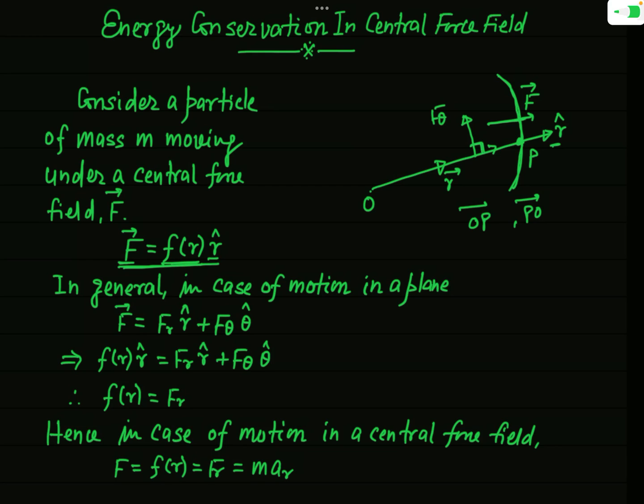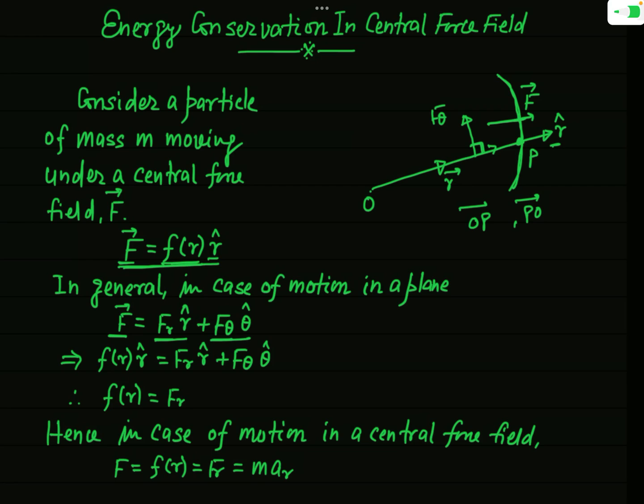As I have told you, motion in a central force field always takes place in a plane. So if the particle is moving in a plane, in general, you can write the expression for F in terms of its components as F equal to Fr r hat plus F theta theta hat, where Fr is the radial component of this force F and F theta is its transverse component.